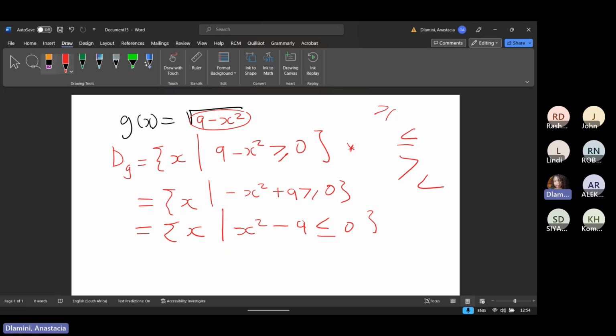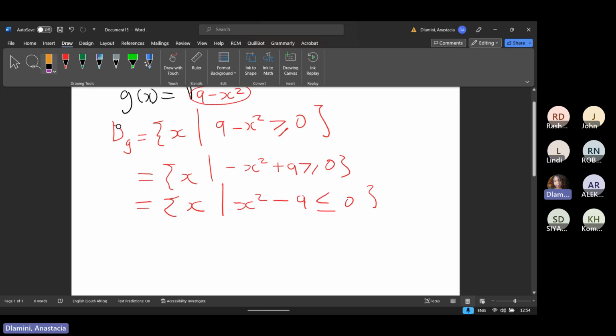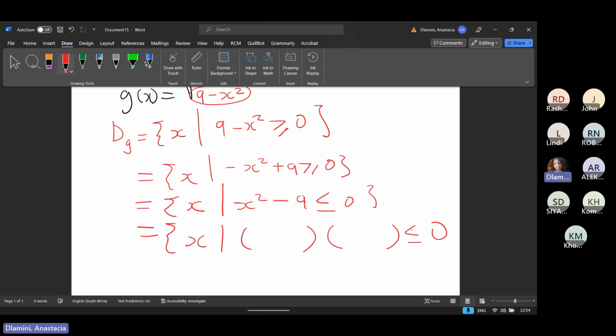Does it make sense now to everyone? Are we all on the same page? Yes, it does. Thank you. So now, difference of two squares. We are factorizing, isn't it?